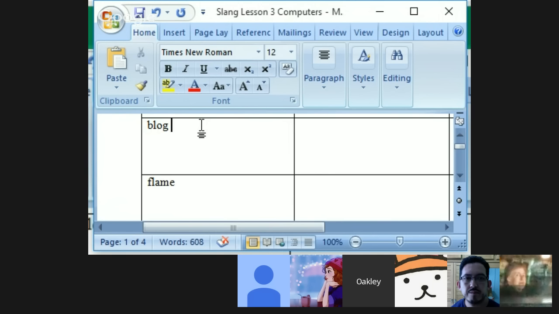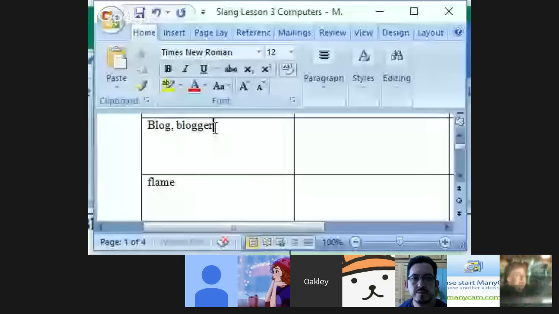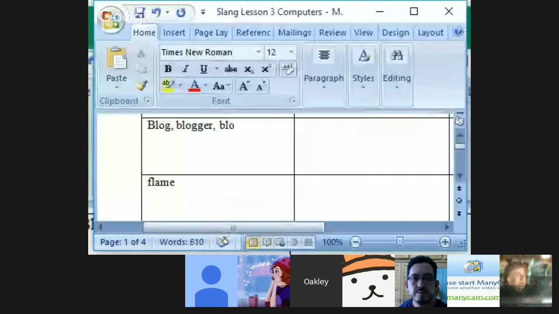Other derivations, other, I guess, word family words. Do you know any others? For example, blogger, blog, blogger, maybe blogosphere. I don't know if that's how you spell it.